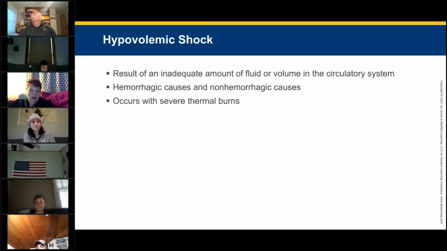Hypovolemic shock. This is the inadequate amount of fluid or volume in the circulatory system. It can be caused by hemorrhage and it can be caused by things other than a hemorrhage. This will occur with severe thermal burns as you lose some of the plasma and such from your blood volume.